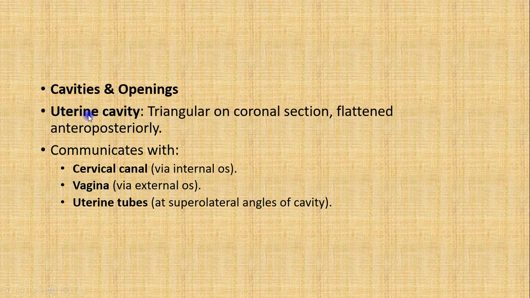So what are the cavities and openings of the cervix? We have the uterine cavity, which is triangular on coronal section, flattened anteroposteriorly, communicates with the cervical canal via the internal opening of the uterus, also communicates with the vagina via the external opening of the uterus, and communicates with the uterine tubes at the superolateral angles of the cavity.